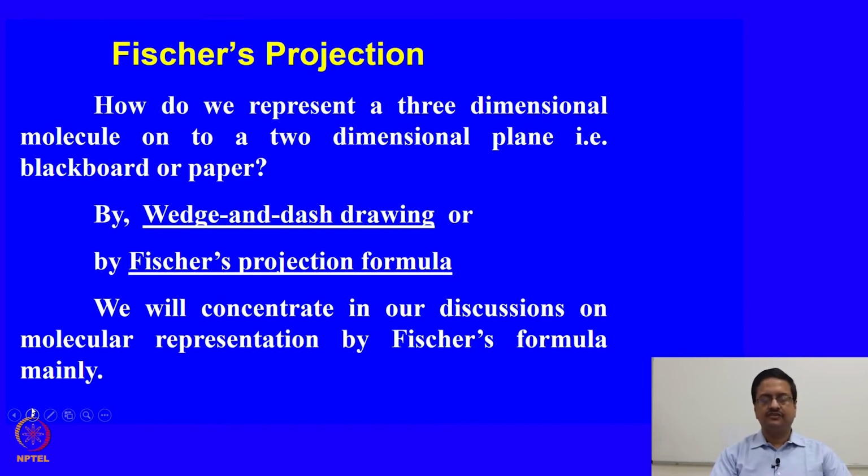know as Fisher's projection. So how do we represent a three-dimensional molecule on a two-dimensional plane, that is, on a blackboard or a piece of paper? We have already learned how to draw the wedge and dash projection. We have also learned the Newman projection and the cyclohexane chair form and boat form, and how to draw those. So now in this lecture, we will try to understand how to draw a Fisher's projection. We'll concentrate our discussion mainly on molecular representation by Fisher's formula in the next part of this course.